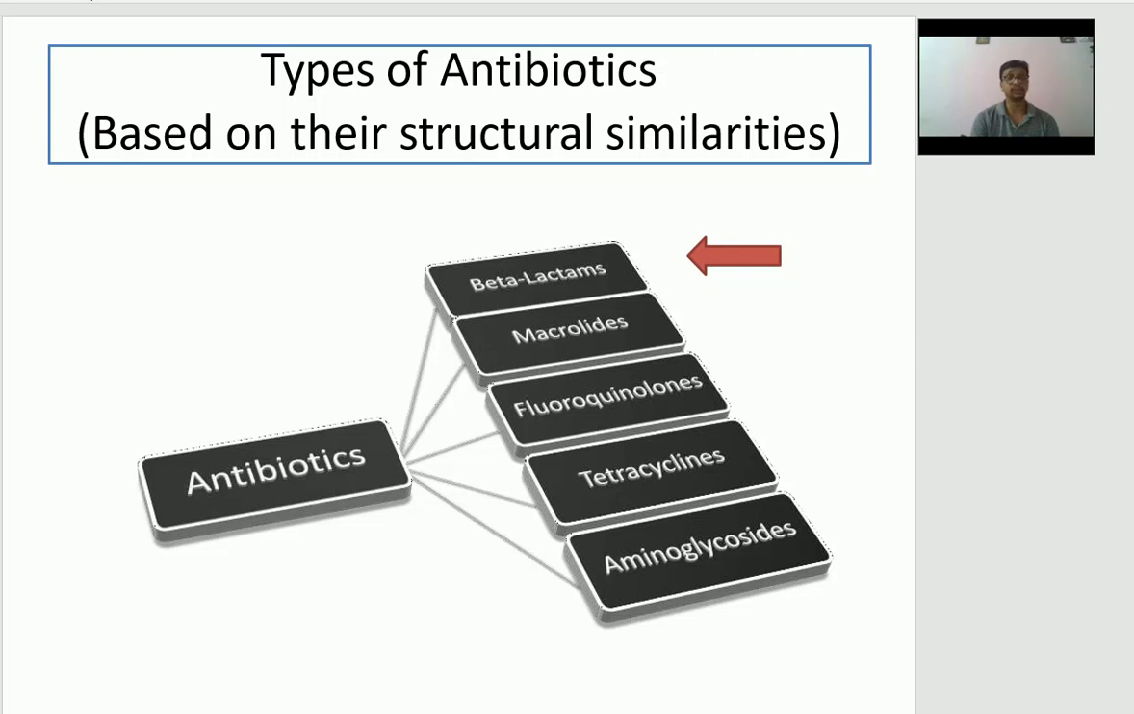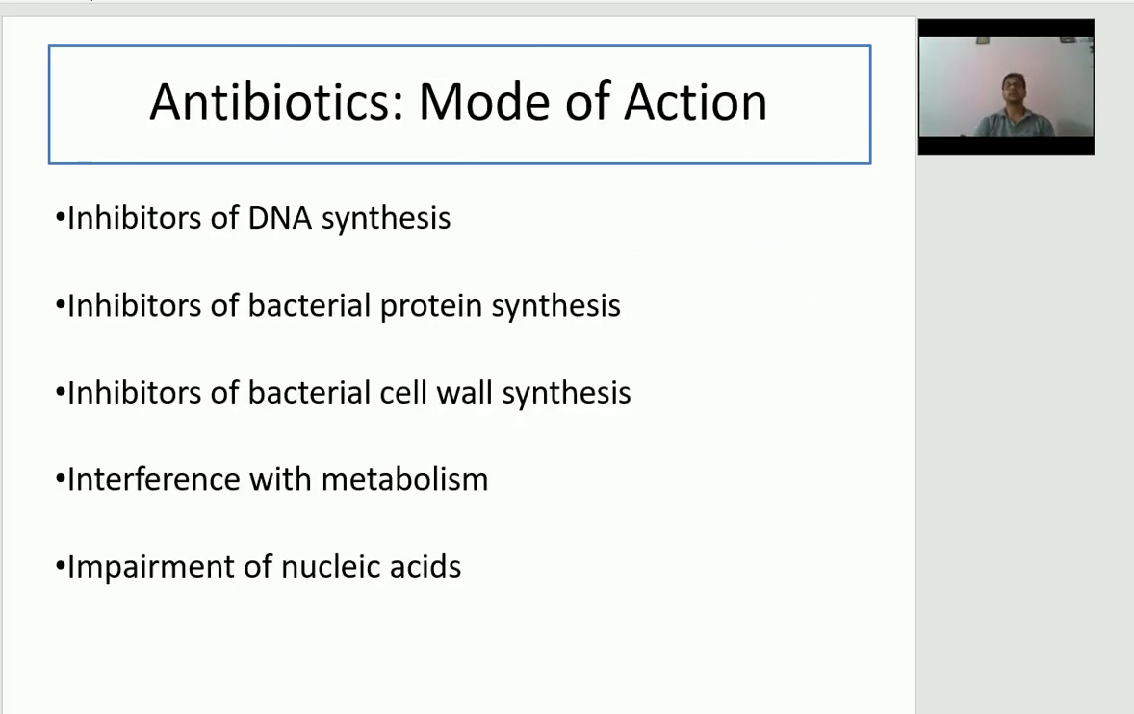Then next, what are the modes of action of antibiotics? They are generally inhibitors of DNA synthesis, inhibitors of bacterial protein synthesis, inhibitors of bacterial cell wall synthesis, interference with metabolism, and lastly impairment of nucleic acid.